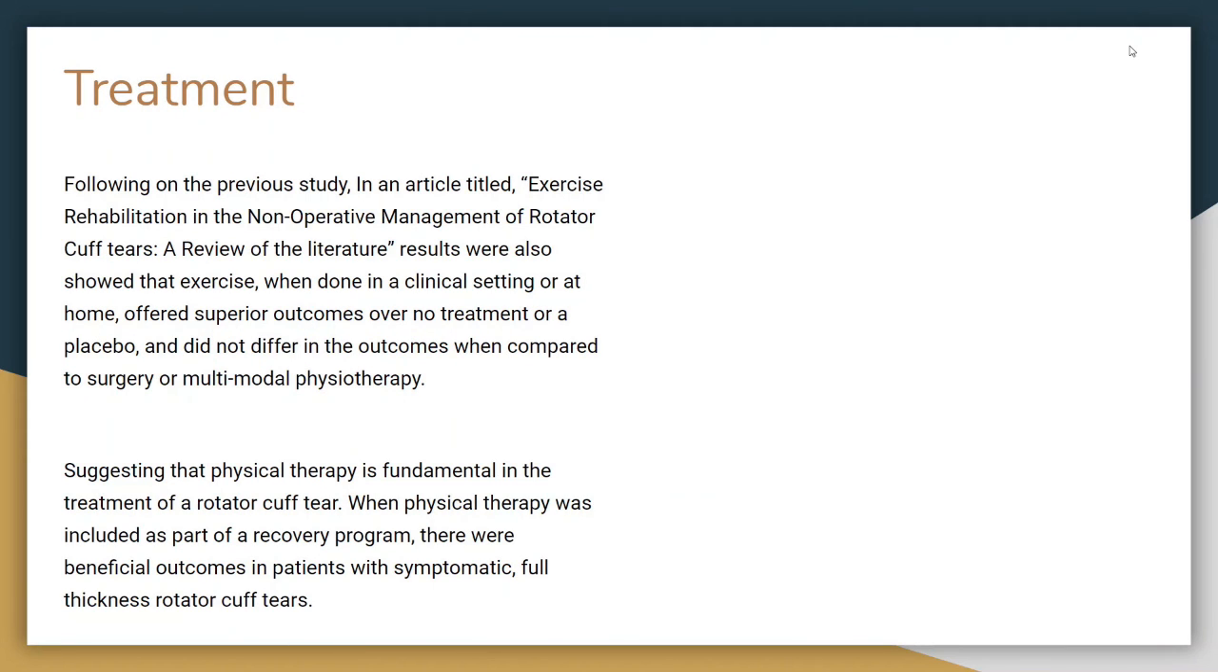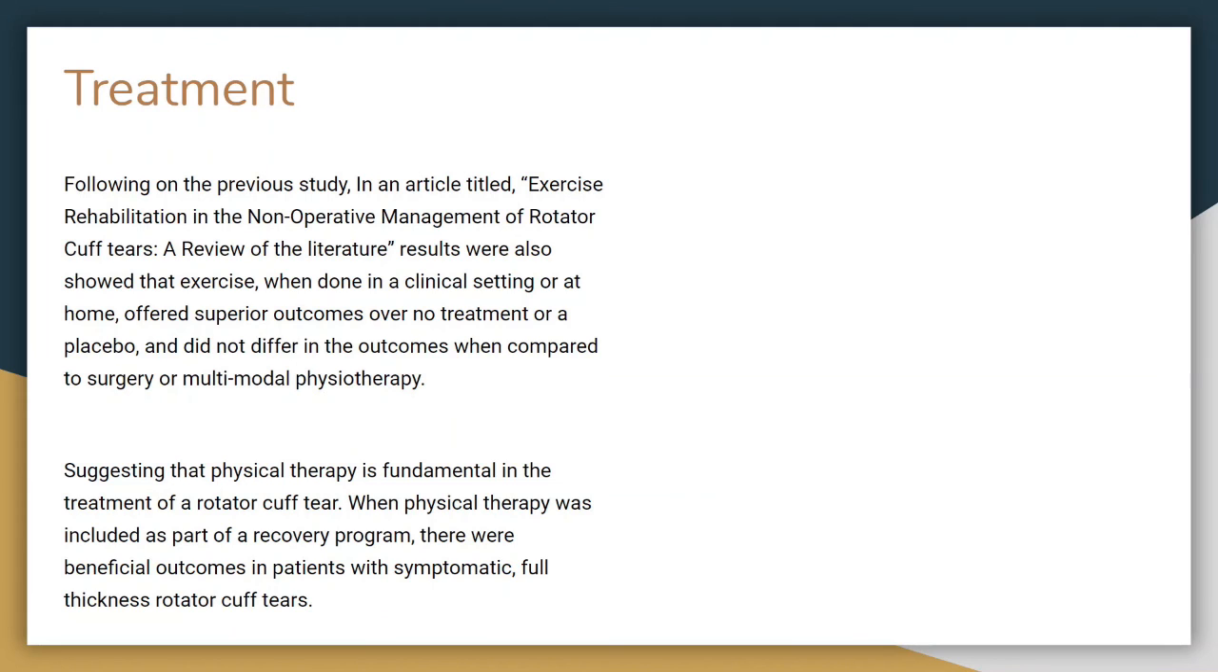Following on a previous study in an article titled Exercise Rehabilitation in the Non-Operative Management of Rotator Cuff Tears, a review of the literature, results also showed that exercises, when done in a clinical setting or at a home setting, offered superior outcomes over no treatment or a placebo, and did not differ in outcomes when compared to surgery or multimodal physiotherapy. This suggested that physical therapy is fundamental in the treatment of a rotator cuff tear.